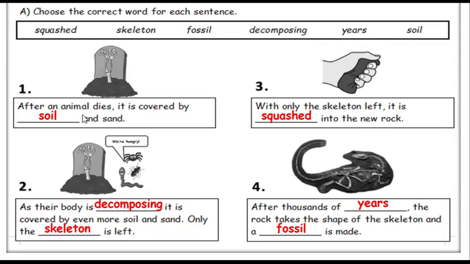1. After an animal dies, it is covered by soil and sand. 2. As their body is decomposing, it is covered by even more soil and sand. Only the skeleton is left. 3. With only the skeleton left, it is squashed into the new rock. 4. After thousands of years, the rock takes the shape of the skeleton and a fossil is made.